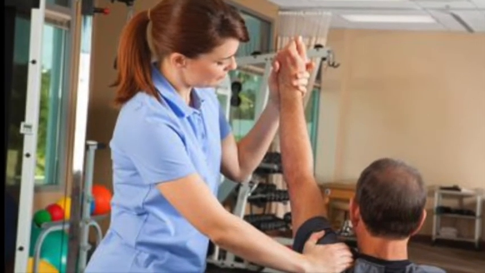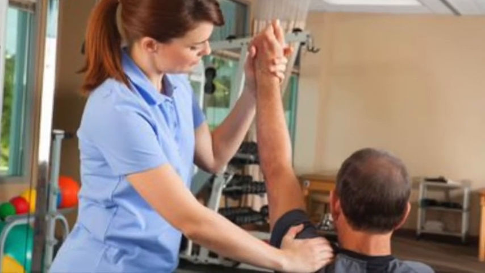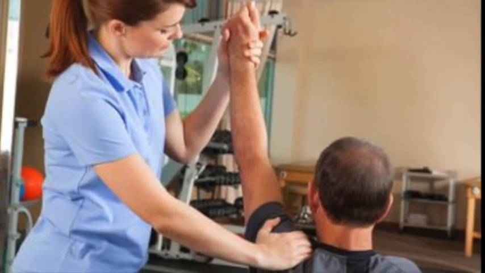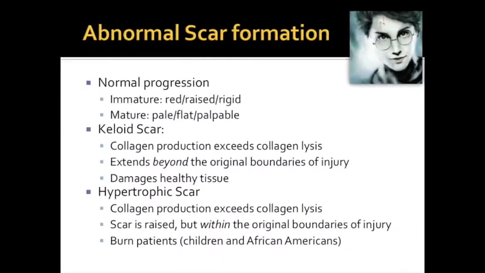We must purposefully move as big as possible to reorient those collagen fibers to allow for function. That's our segue to talk about scars. To talk about what is abnormal, we must first identify what is normal. An immature scar will be raised, red, and rigid, whereas a mature scar will become pale and flat and palpable. A normal scar is palpable.